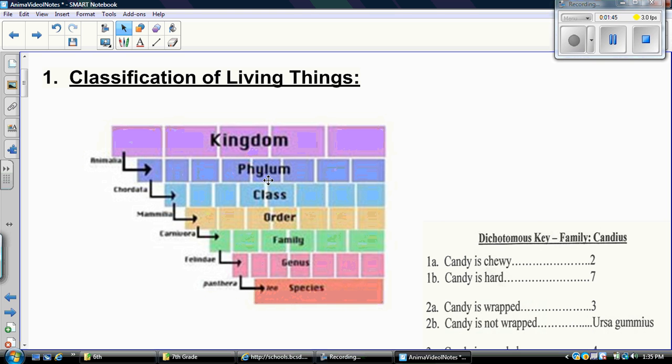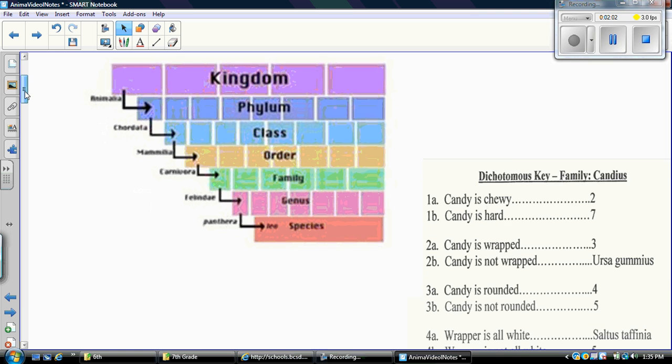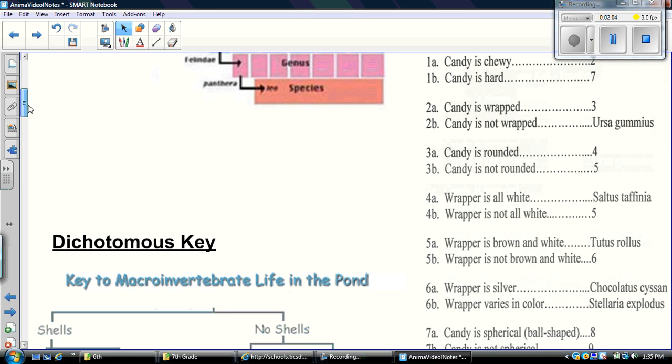And then you get it broken down even further, from class to order to family to genus, and then the most specific way of classifying living things is by species. So we want to make sure you draw that diagram in there. And the dichotomous key comes up next.